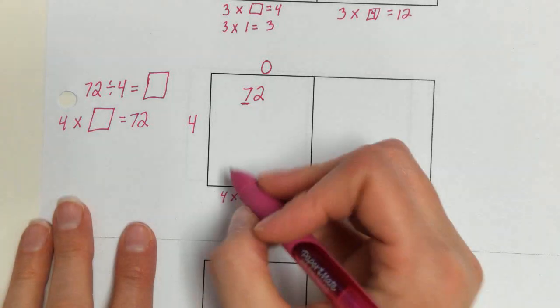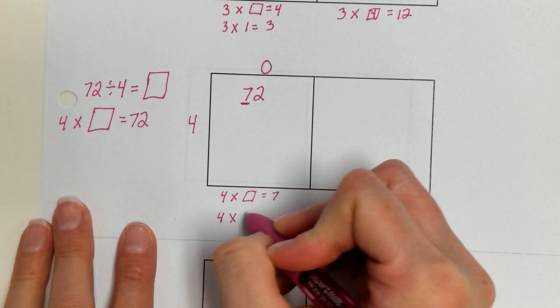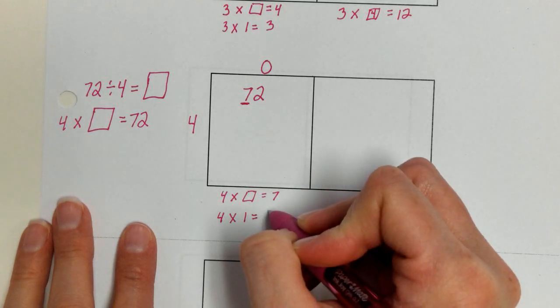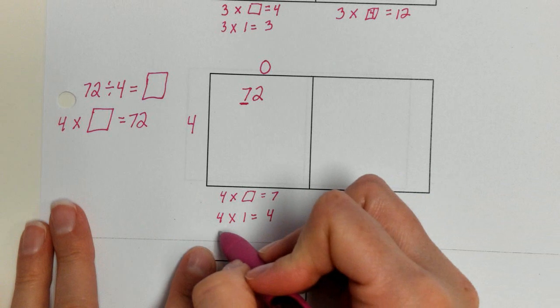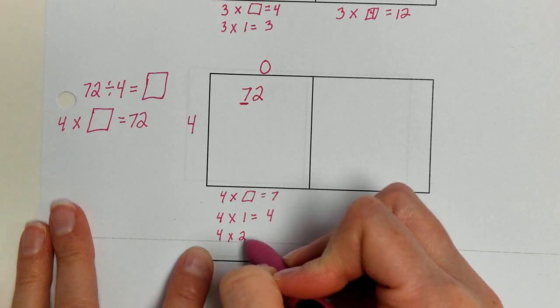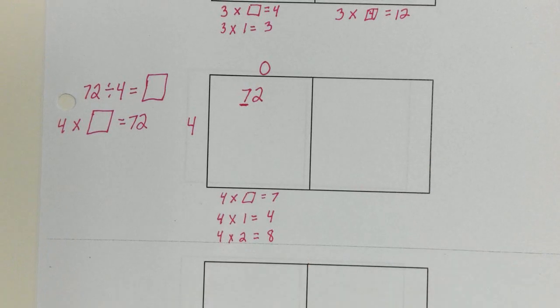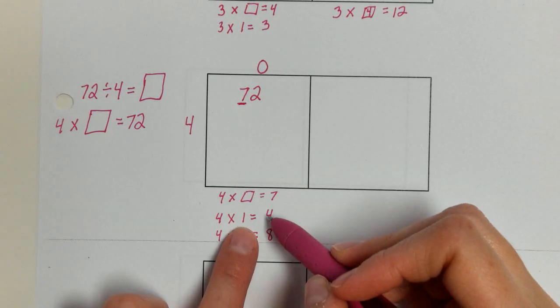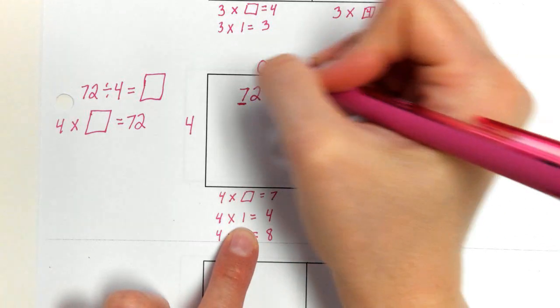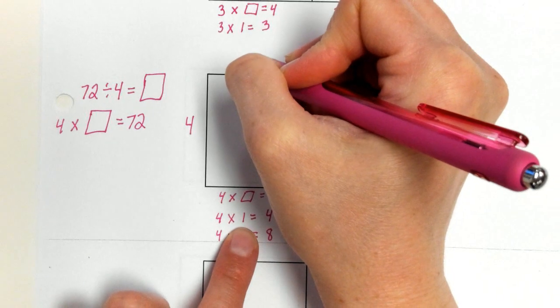4 times 1 is 4. What will happen if I do 4 times 2? It will be 8. So which one do I want to use? Because 8 is closer to 7. 4 times 2. Oh, I can't go over. Good job. So I have to use the 4 times 1. So I'm going to write the 1 at the top.